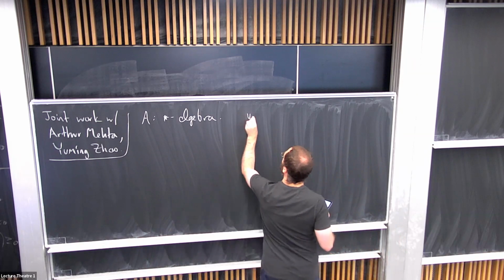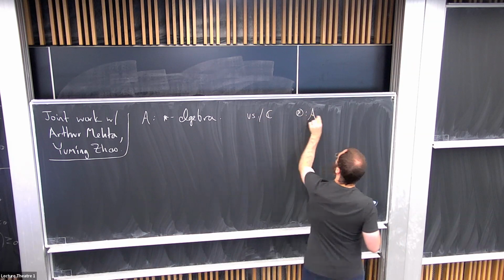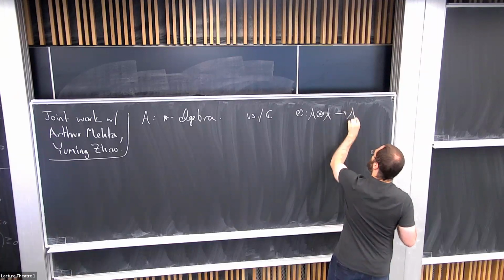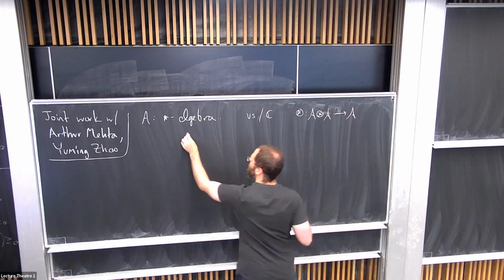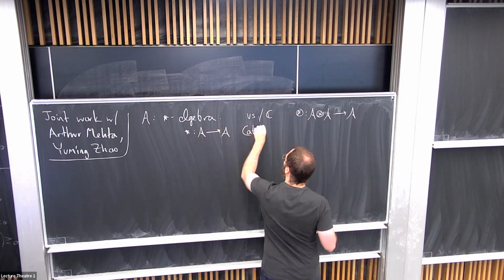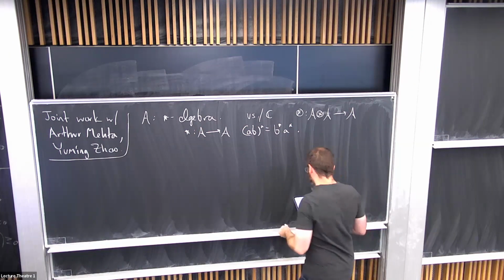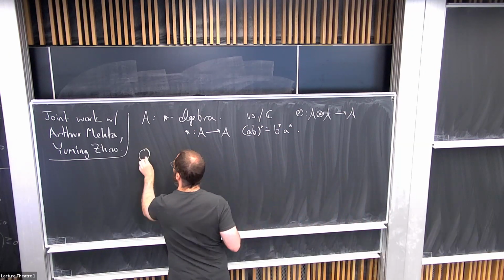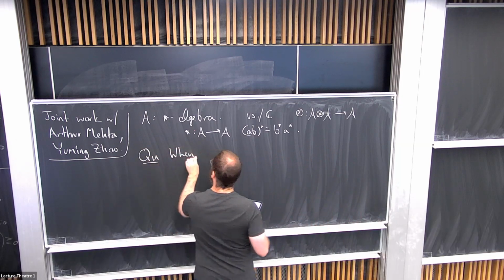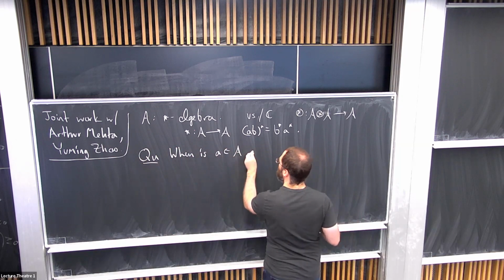It's a vector space over C with multiplication, which is a bilinear map, which is associative, and a star operation, which goes from A to A, such that (AB)* equals B* A*. And the question I want to talk about is when you're given a star algebra, how do you know if an element in that star algebra is positive?